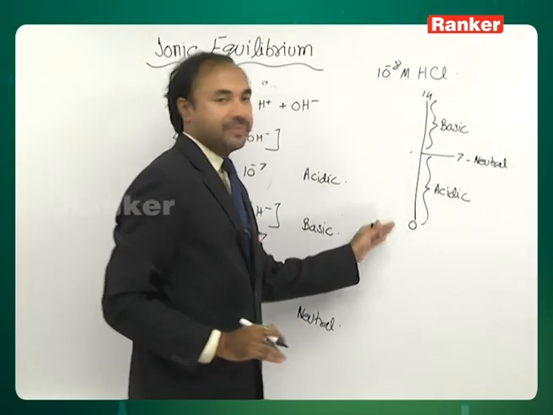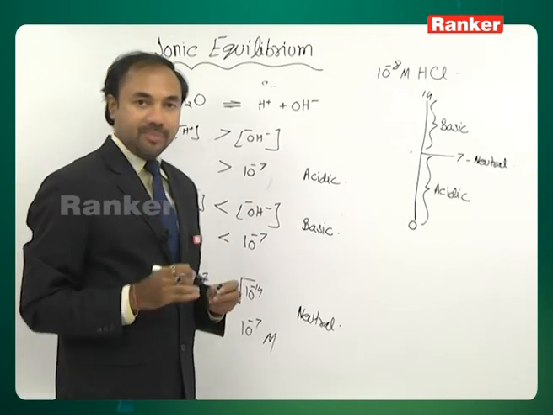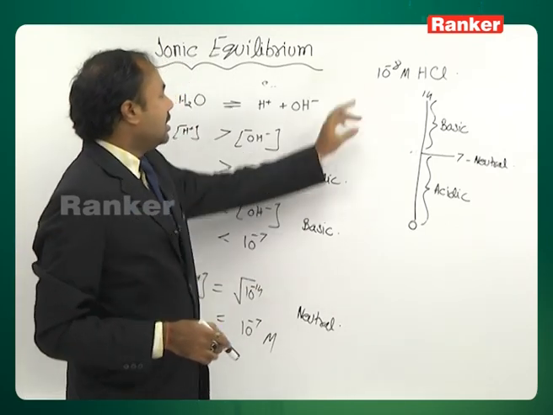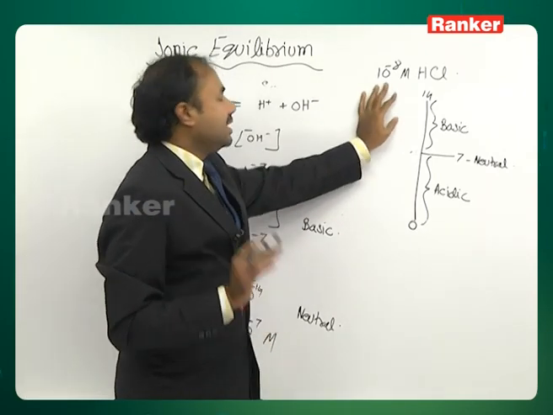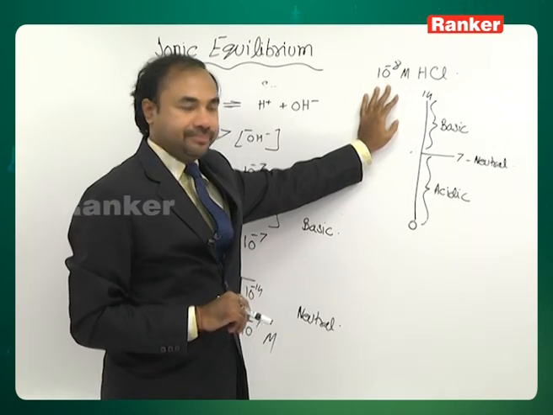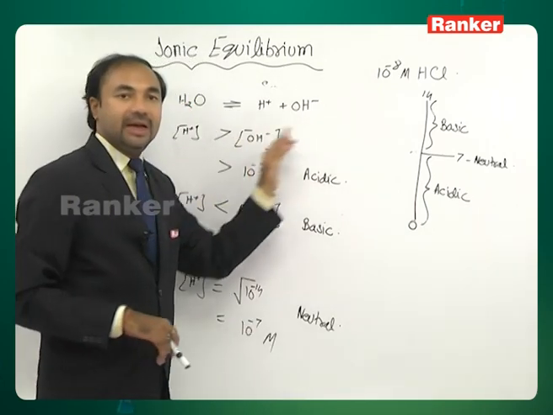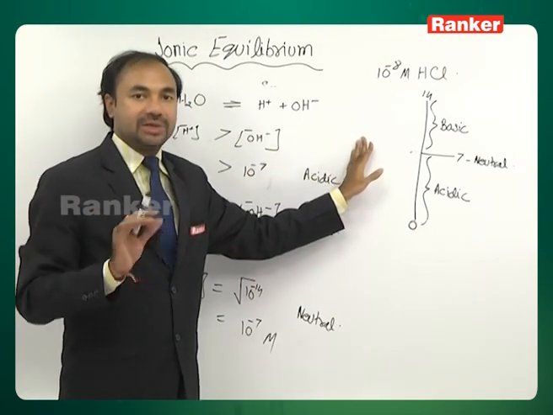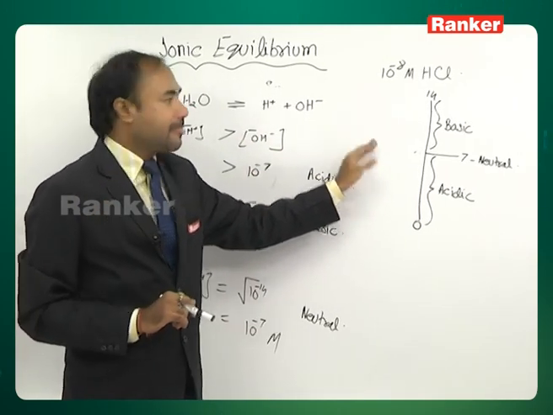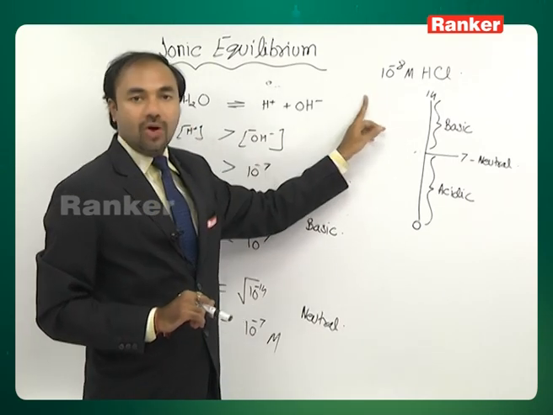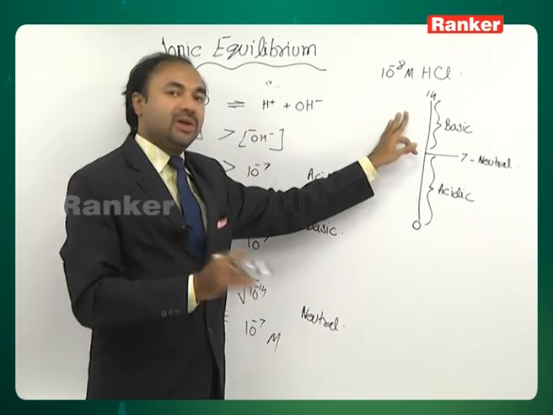This is the pH scale. Now come back to the original problem, the previous problem we were talking about: the pH of 10 to the power minus 8 molar HCl solution. Now see what happens if we simply substitute the values in the Sorensen formula, pH equals minus log H plus ion concentration. This becomes minus log of 10 to the power minus 8, which comes out to be 8.